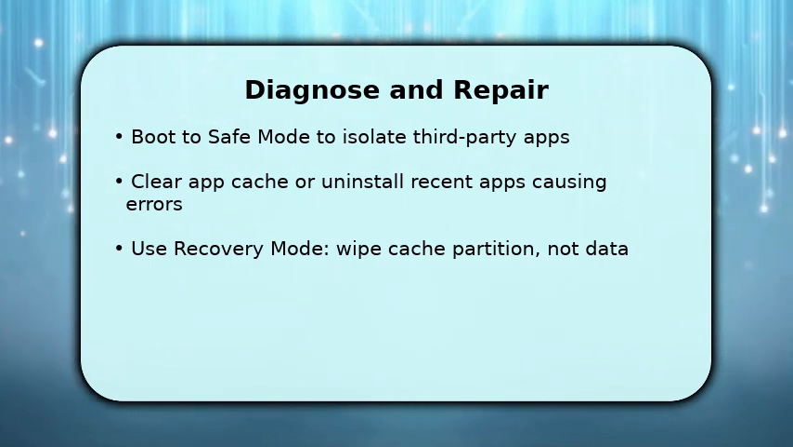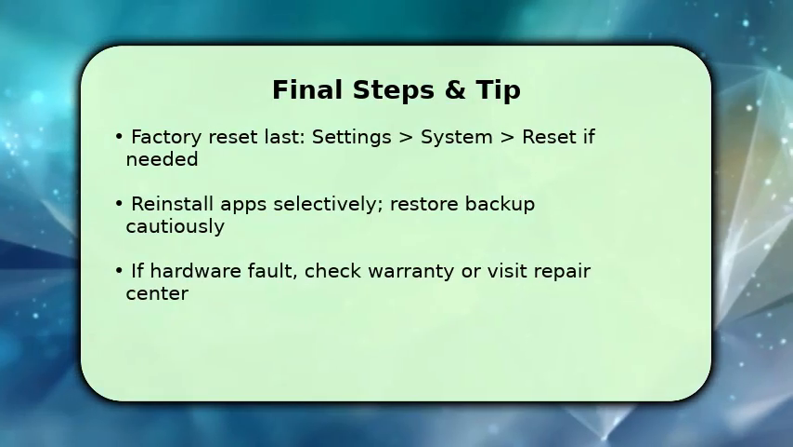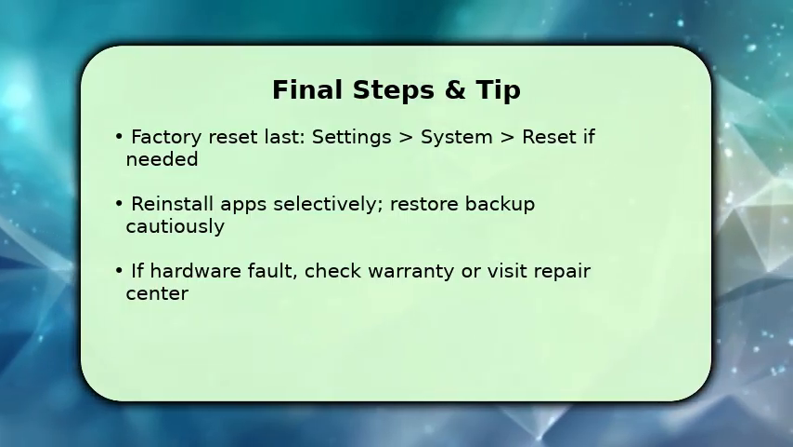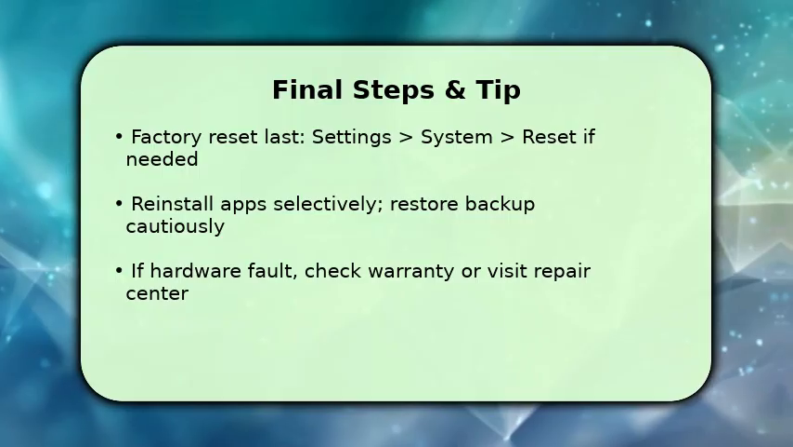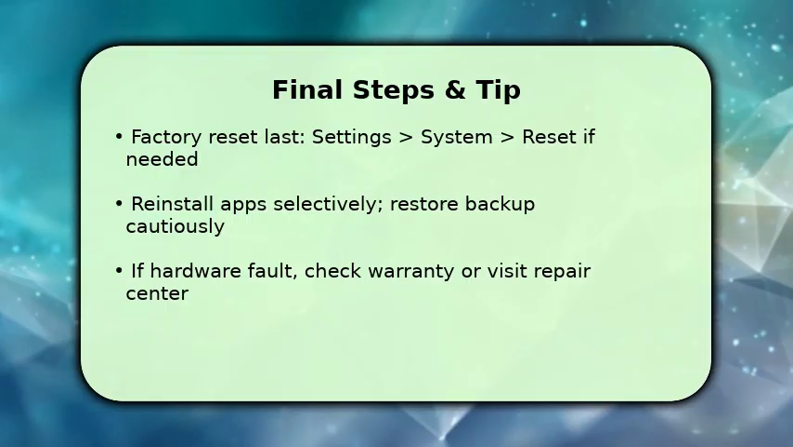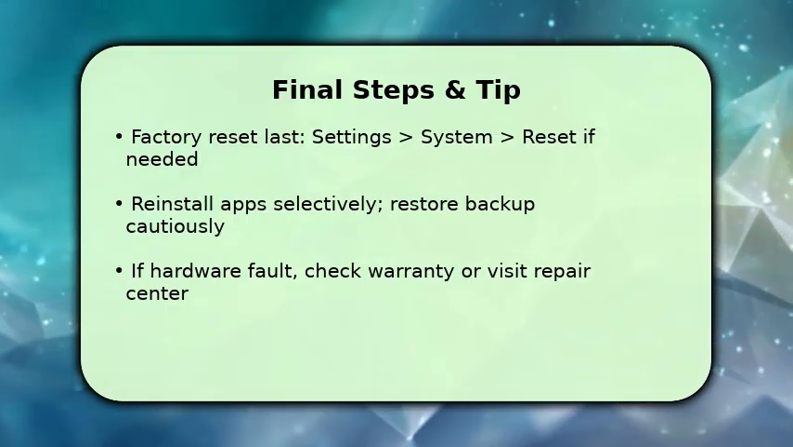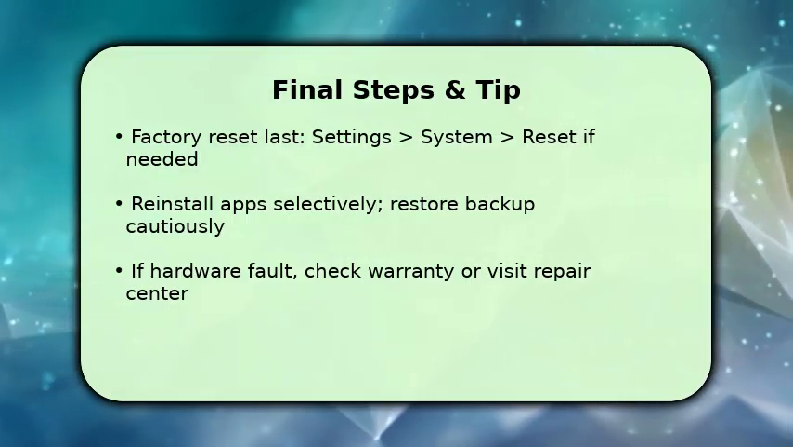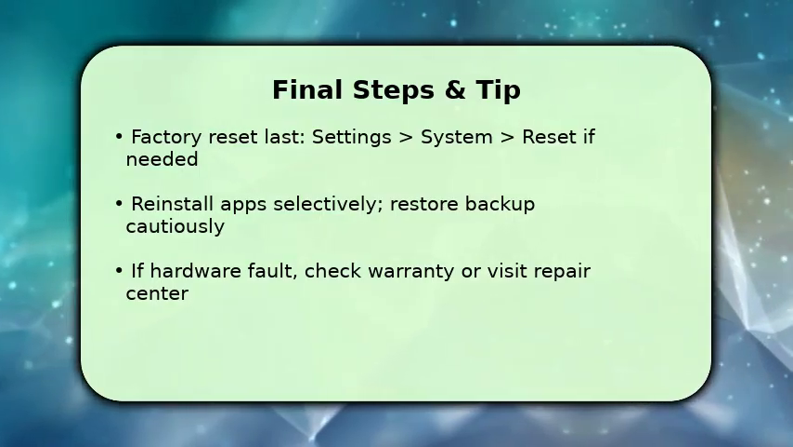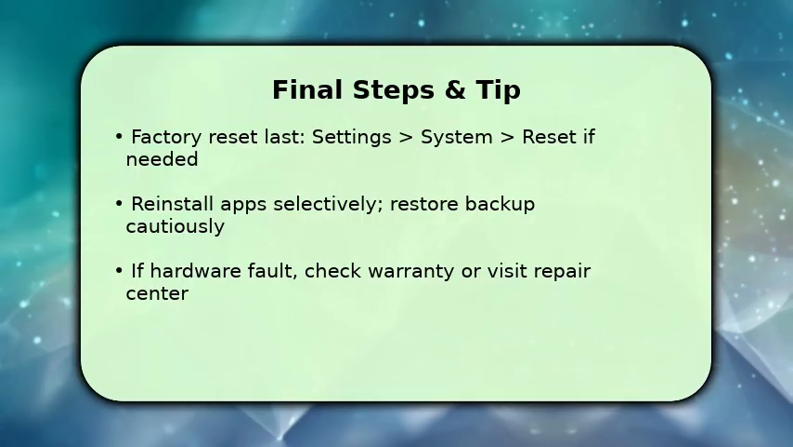To finish, attempt a factory reset only after backups and failed repairs. Settings, System, Reset, erase all data. Once reset, restore your backup and reinstall apps one at a time so you can spot the culprit if issues recur. If the phone still shows battery, charging, or antenna problems, suspect hardware. Check warranty status and contact the manufacturer or an authorized repair center.